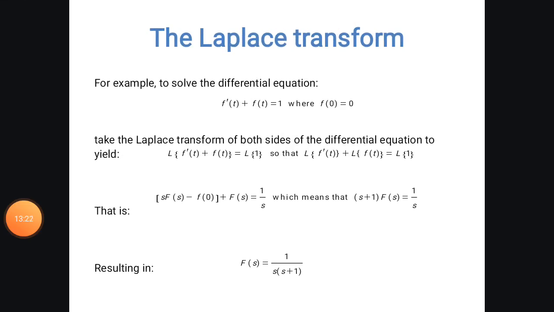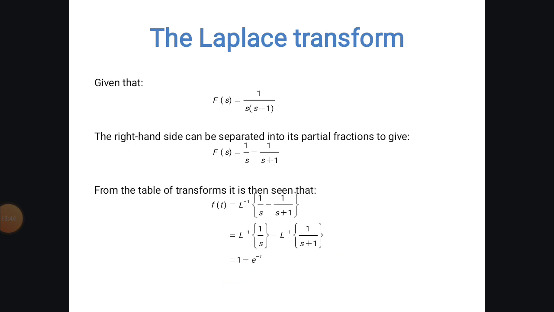We are getting (s + 1) F(s) = 1/s, which finally results in F(s) = 1/(s(s + 1)). We are interested in solving the differential equation, that is, we have to solve it for f(t), and we now have F(s). F(s) is the Laplace transform of f(t), right? So it is 1/(s(s + 1)).